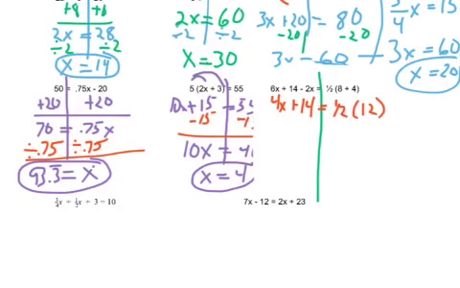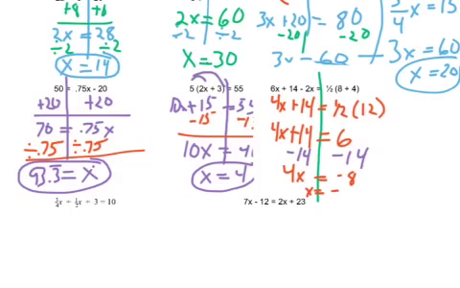Okay, so I still have some cleaning up to do over here on the right side. I want to multiply 1/2 times 12. And 1/2 of 12 is 6. So 4x plus 14 equals 6. At this point, I'm going to subtract 14 from both sides. That's going to leave me 4x equals 6 minus 14, which is negative 8. Now divide both sides by 4. Leaves you with x equals negative 2.